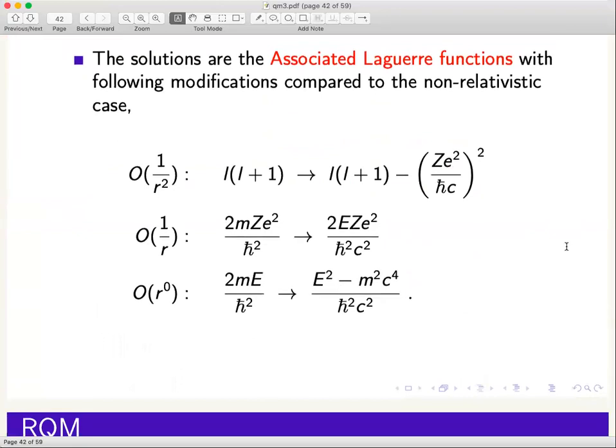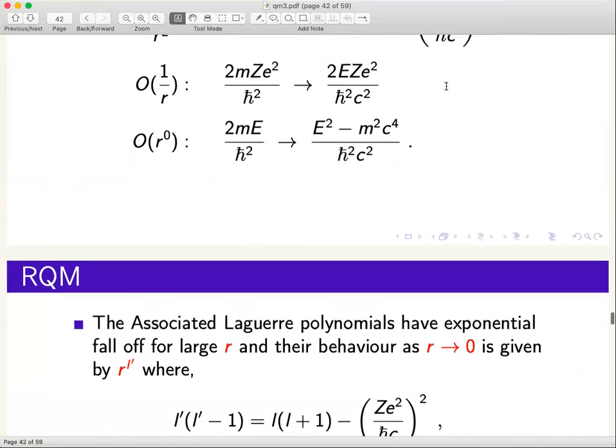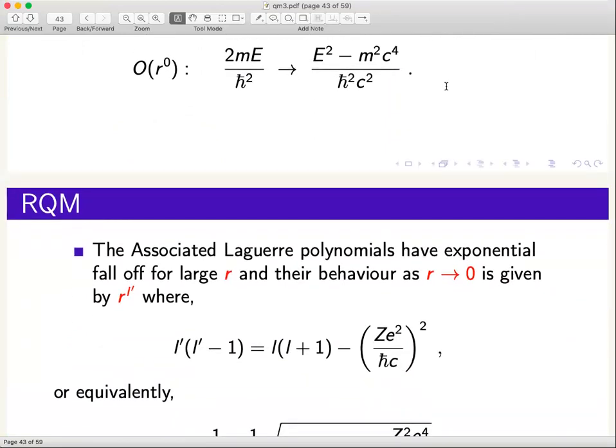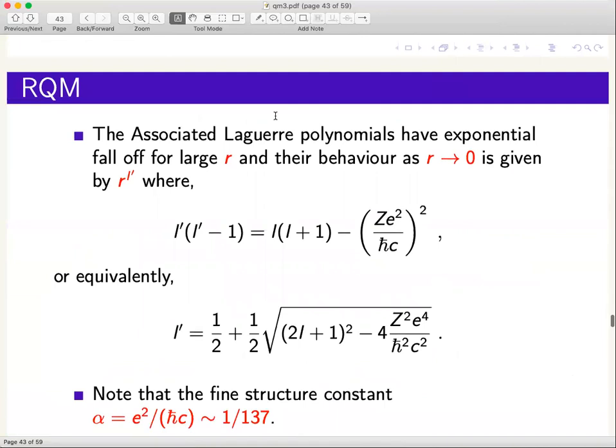As I said, we are going to modify the parameters in this fashion in the associated Laguerre functions so that it solves the relativistic problem. Now the associated Laguerre polynomials have an exponential fall off for large r, and their behavior at small r is some kind of polynomial. So let's assume that it goes to 0, say, as r to the L prime.